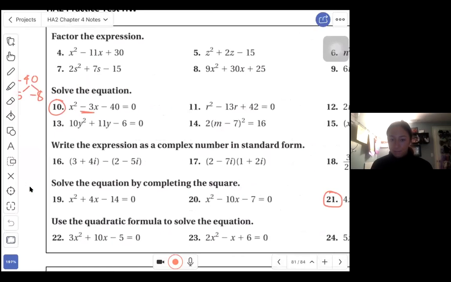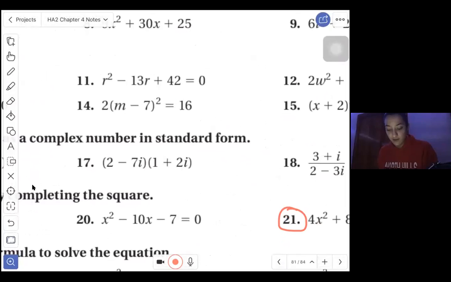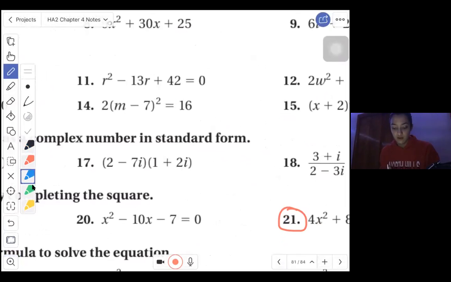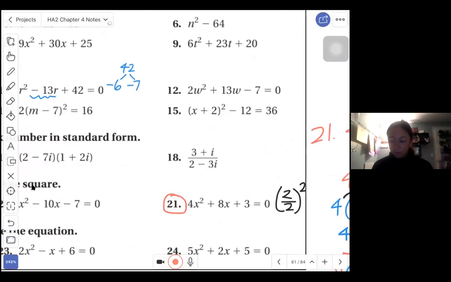For 11, Lacey, what did you do for 11? I factored that also, and I got r minus 6 and r minus 7. Awesome. So Lacey saw that factors of positive 42 could be negative 6 and negative 7 to add to that negative 13. So we would factor there too.